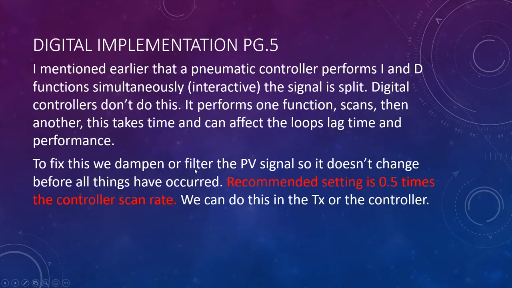And this is by dampening or filtering the PV signal so that it doesn't change before all these individual scans have occurred. The ILM recommends the setting is 0.5 times the controller scan rate, meaning that you're looking at it quicker than it can scan, so that number doesn't change. We can do this filtering or dampening either in a transmitter or in the controller, and again, it depends on what type of system you're running. But generally, this is done in the DCS or PLC.